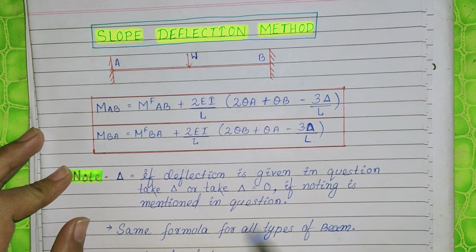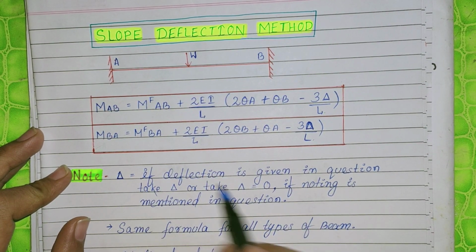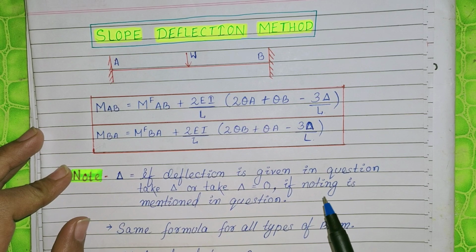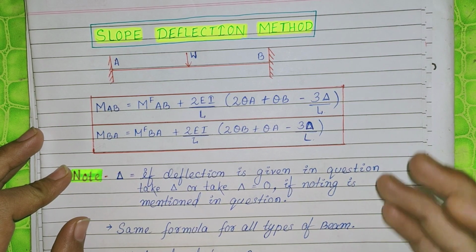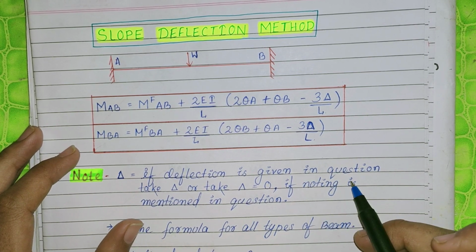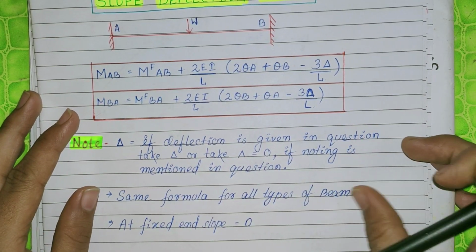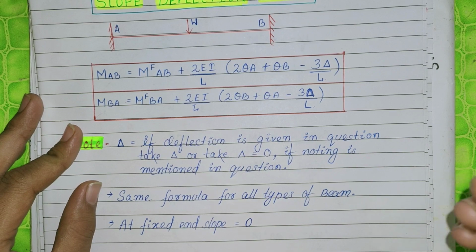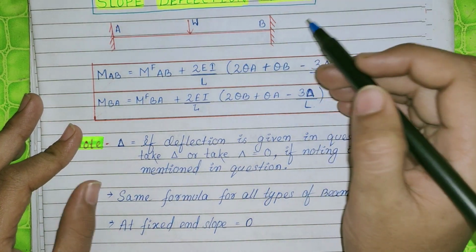If deflection is given in the question, take the deflection value. If nothing is mentioned in the question, then take deflection equal to 0. This same formula is used for all types of beam. And remember, at a fixed end, the slope is always 0.